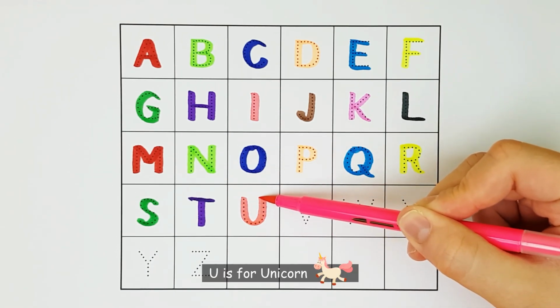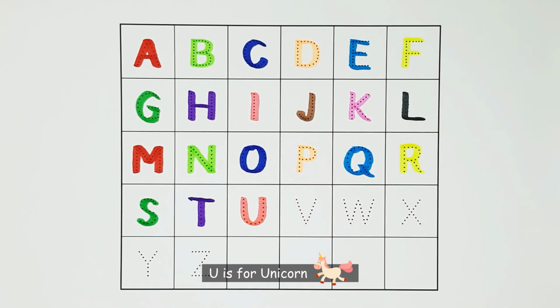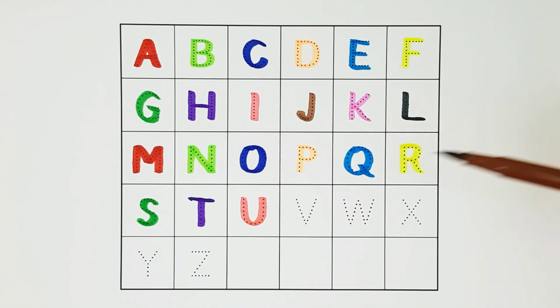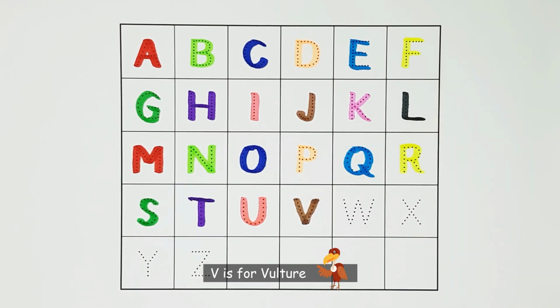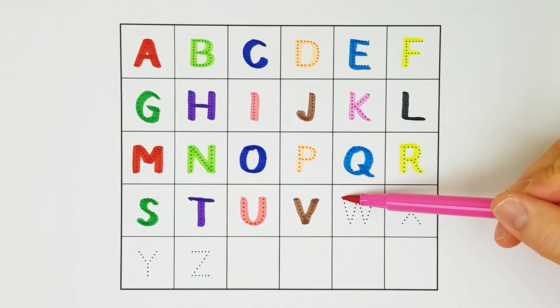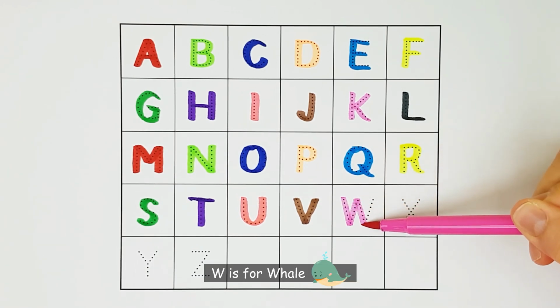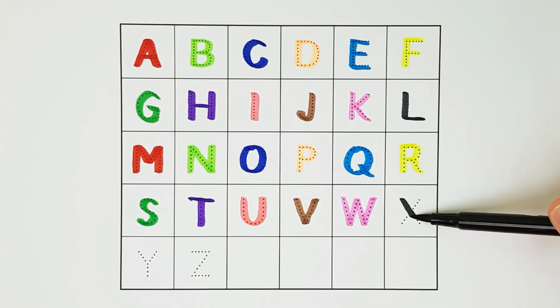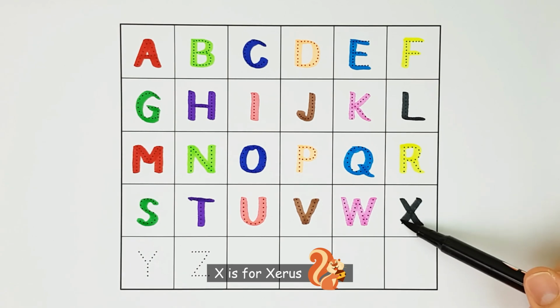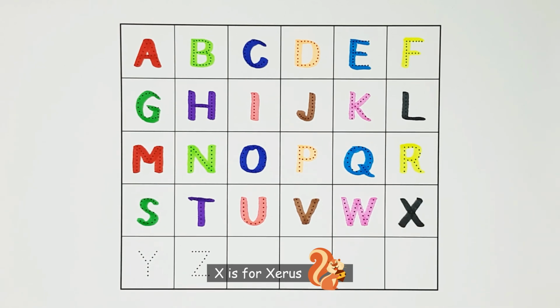U. U is for unicorn. U. V. V is for vulture. V. W. W is for whale. W. X. X is for xeris. X.